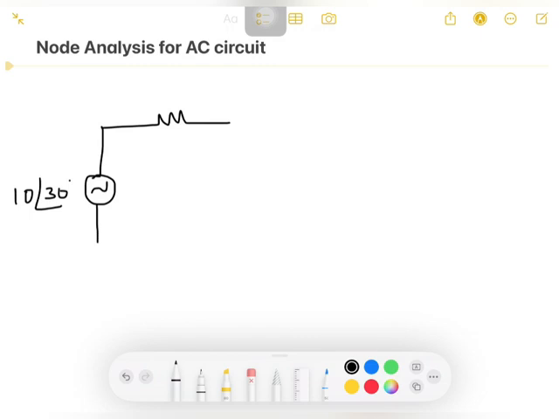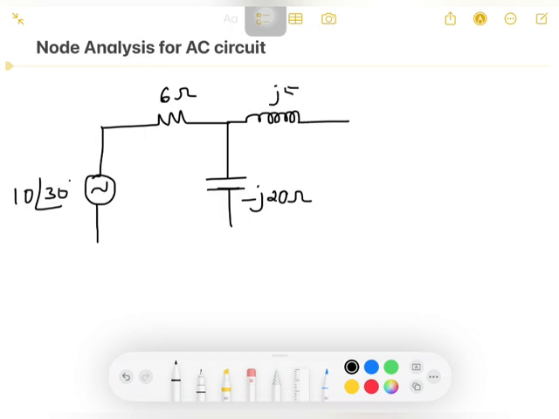And we have a capacitance. It will be minus J 20 ohms, and this is 6 ohms, and the inductor, that is J 5 ohms.